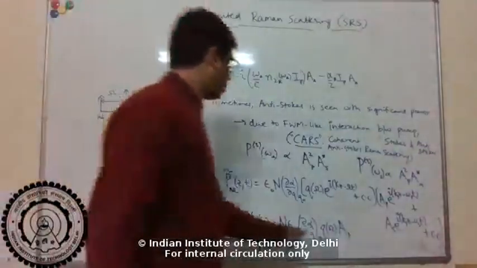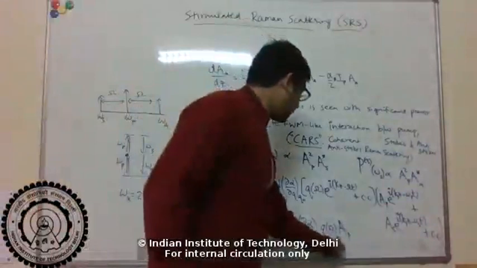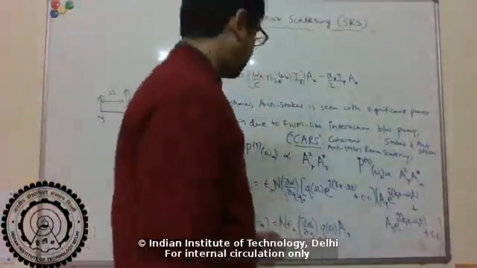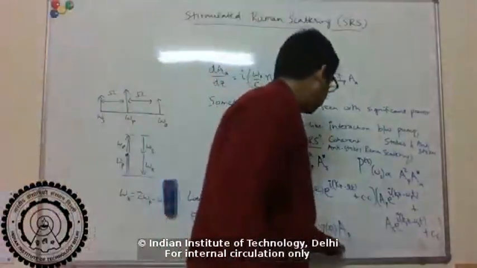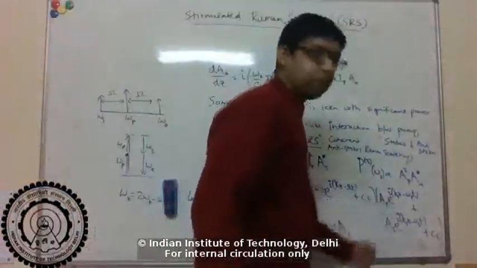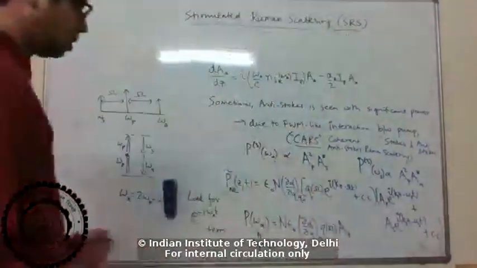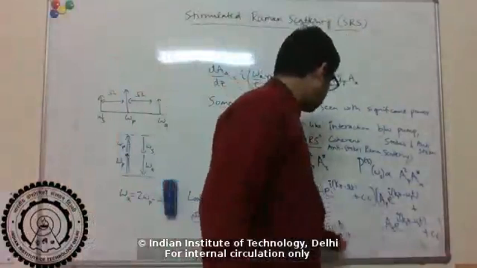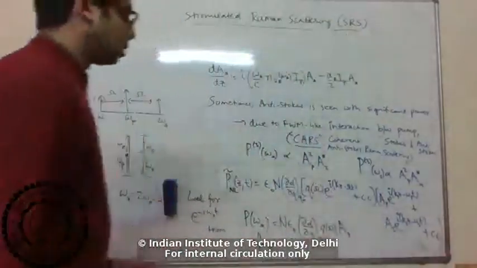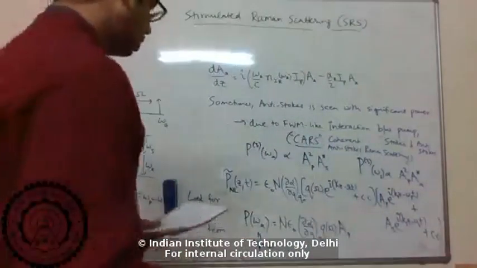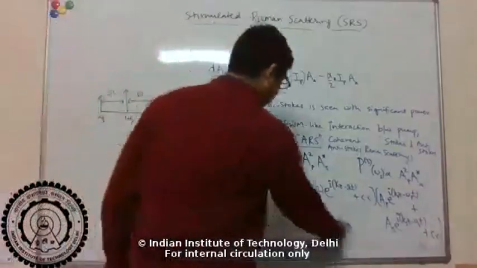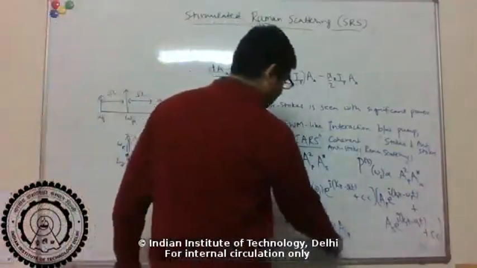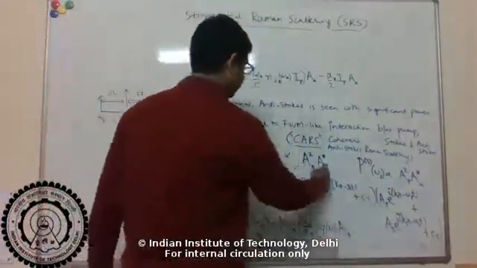Right, and then also in the last class we had derived an expression for this Q of omega, which depended on the pump and Stokes amplitude, if you remember. So the Q here went as A_P A_S conjugate. So then you can see that if this goes as A_P A_S conjugate, then this term will go as A_P squared A_S conjugate. It's basically this.